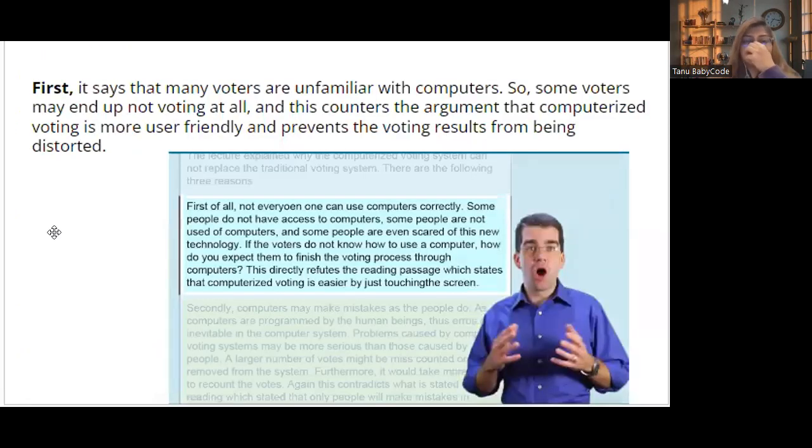See here. So first, it says that many voters are unfamiliar with computers. So many voters may end up not voting at all. And this counters the argument that computerized voting is more user-friendly and prevents the voting result from being distorted. So that is how it relates from the listening to the reading part.